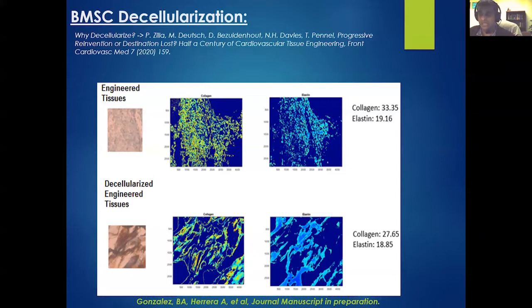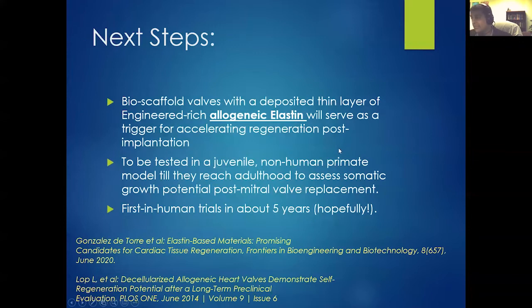And so with that being said, we have essentially been able to safely remove the bone marrow derived stem cells while leaving its collagen and elastin secretions intact, as you can see here, before the cells were removed. And after they were removed, you can see we have pretty much comparable levels of collagen and elastin within these engineered tissues. And so our next step is really to move forward with allogeneic elastin deposited pieces valves.